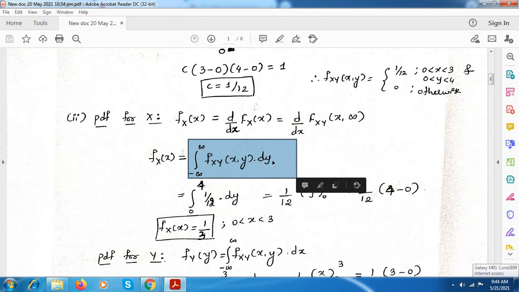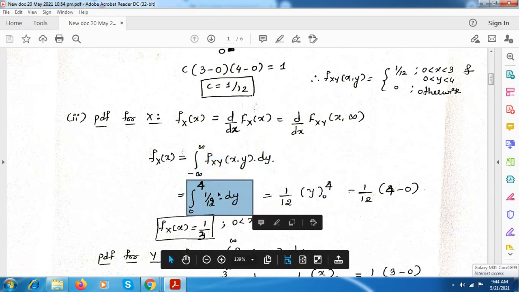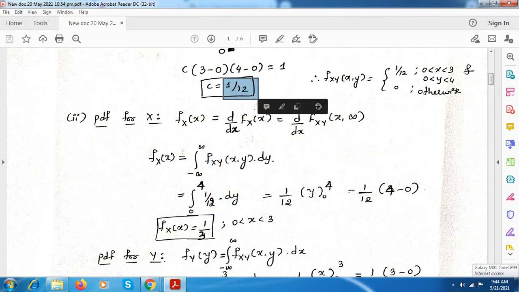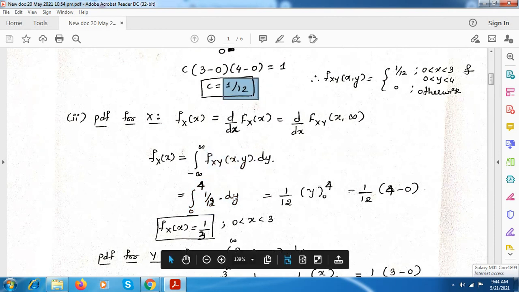Here, if you want to integrate with respect to dx, you have to put the limits for that value, from 0 to 3. You already know the range of x. They have given it from 0 to 3, and this value is c, which you already know, that is 1 by 12, and integrate it with respect to dx and tell me the answer. What is fy of y? 1 by 4. 1 by? 4. Yes, correct.